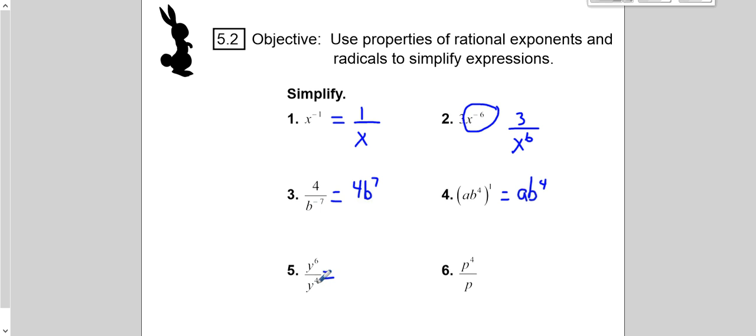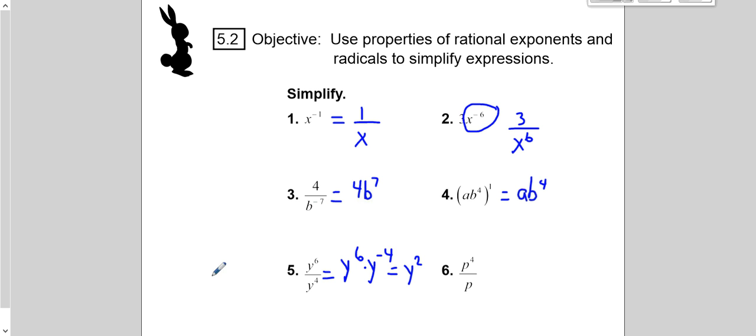Number 5, y to the 6th over y to the 4th. That is the same as y to the 6th times y to the negative 4th. So add our exponents. 6 minus 4 is 2.